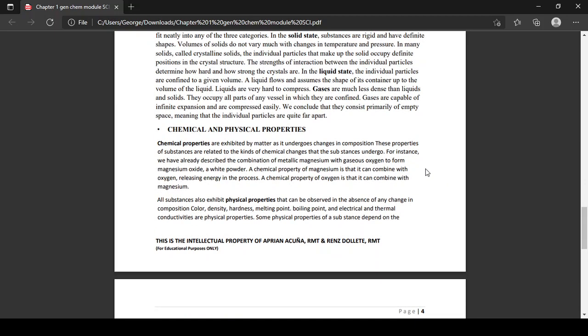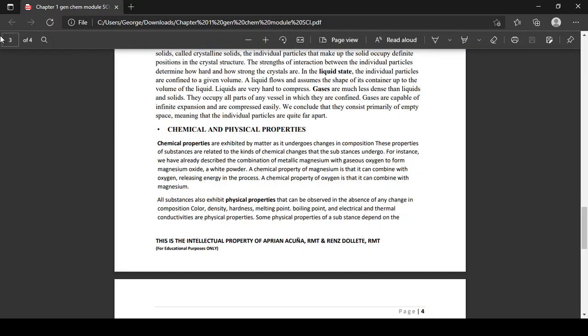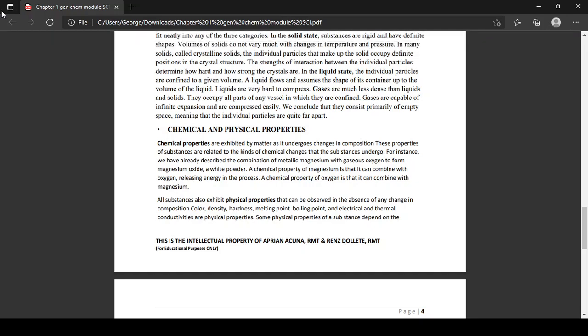Again, a chemical property is exhibited by matter as it undergoes changes in its composition. Kids, do you think that when metallic magnesium combines with oxygen, it exhibits chemical properties? Yes. When it combines with oxygen to form magnesium oxide, through its chemical bondings, kids, it forms a white powder, therefore it has chemical properties.